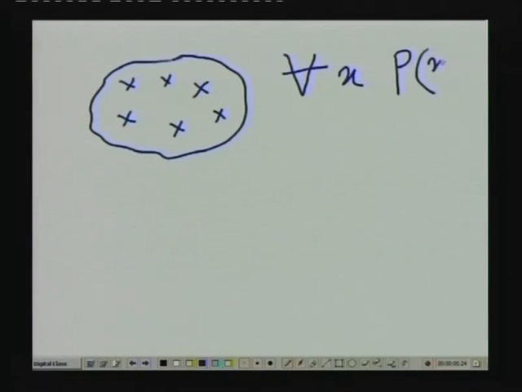Suppose I have got a set, and in that set I have got a number of elements. Now, when I write for all x, p x, I just say that p x is true for all x. These need not be denoted as x's, I can just put thick dots here. These are just elements of this set. When I write this, what I mean is that p x will be true for any element that I choose from this set.